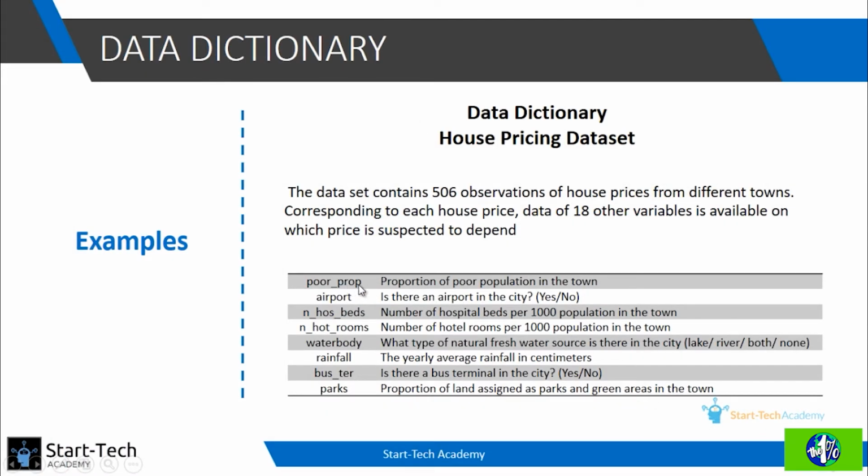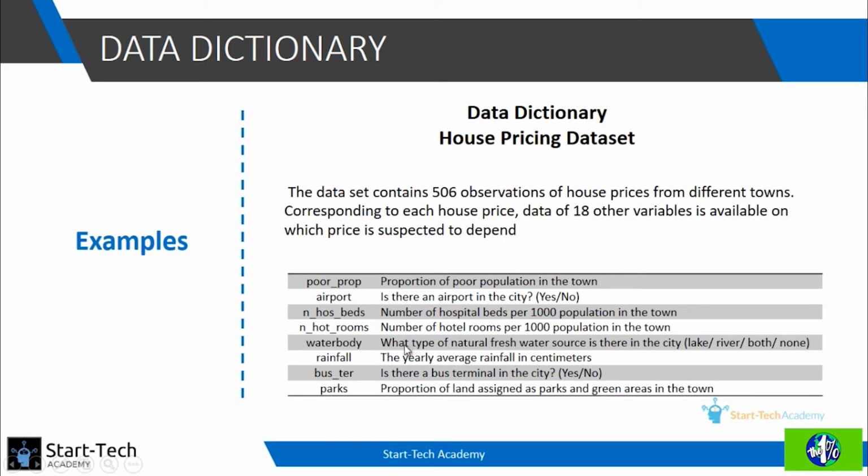Then we have poor prop. This is the proportion of poor population in the town. Airport stands for is there any airport in the city or not. So this is a categorical variable. It has two values, yes and no. These are self-explanatory, that yes means that there is an airport in the city, no means there is no airport in the city. N hosp beds is giving us number of hospital beds per thousand population in the town. N hot rooms is giving us number of hotel rooms per thousand population in the town.